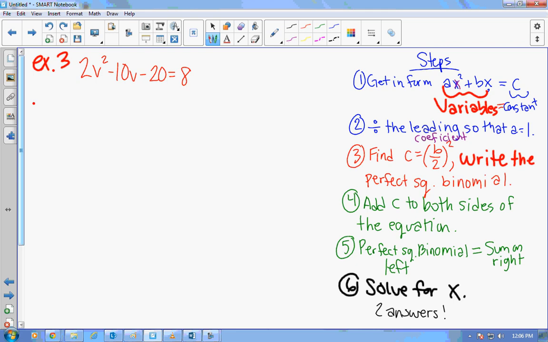Yeah, so the 20 is on the wrong side. So we're going to add 20, so it's over on the constant side. So we have 2b squared minus 10b equals 28. Okay? Zach, what's the next step? Step 2. What does step 2 say? Good. Do we have a leading coefficient, meaning b squared? Does it have a number in front of it? Yes. What number's in front of it?